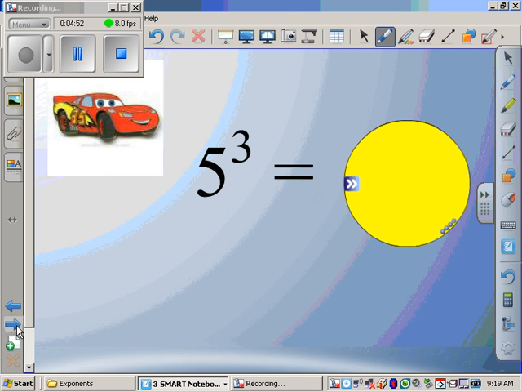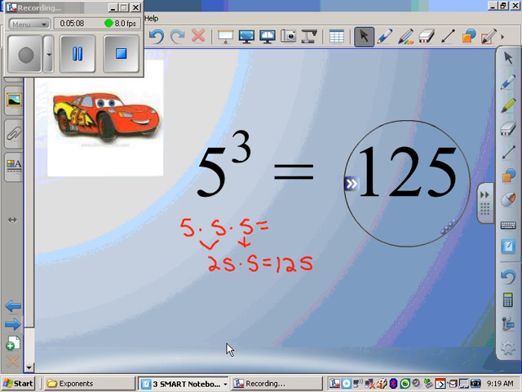5 to the third power, or 5 cubed. So 5 multiplied by itself 3 times. 5 times 5 is 25. And then 25 times 5 is 125. So 5 cubed is 125.